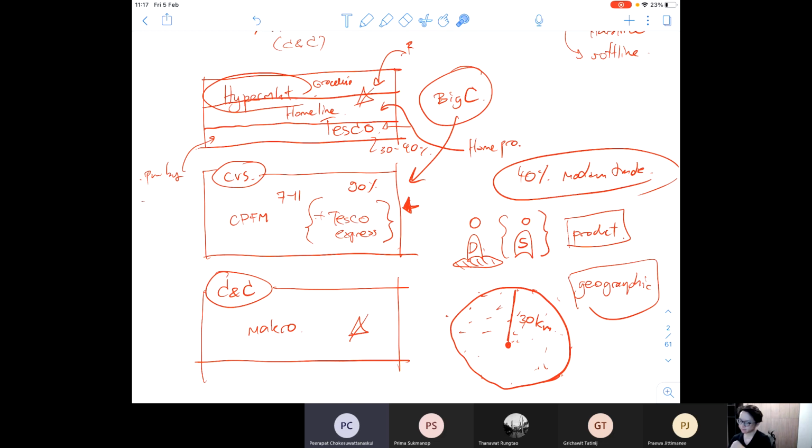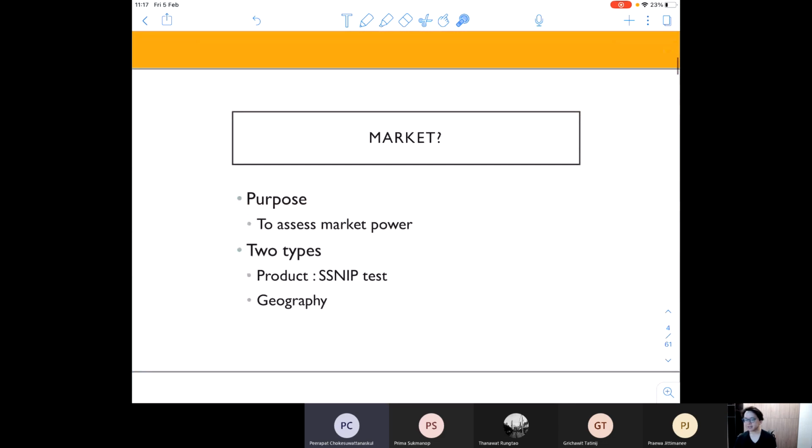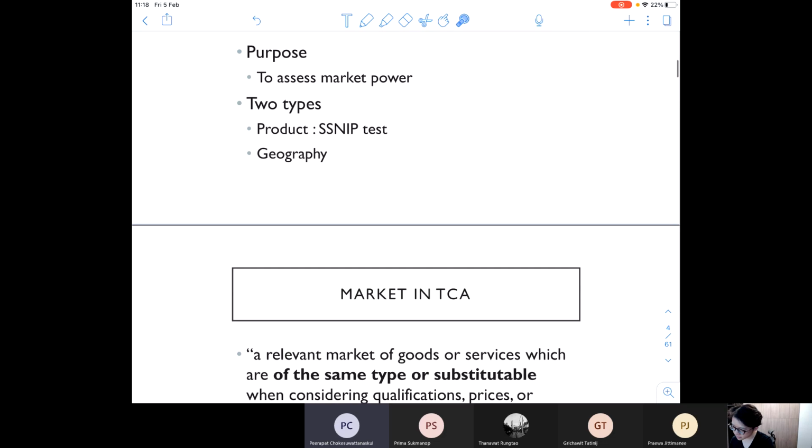All right. So that's pretty much relevant market, or market definition, in a nutshell. I cannot stress enough how important it is, but in practice, this is the first thing that you need to really work out. All right.